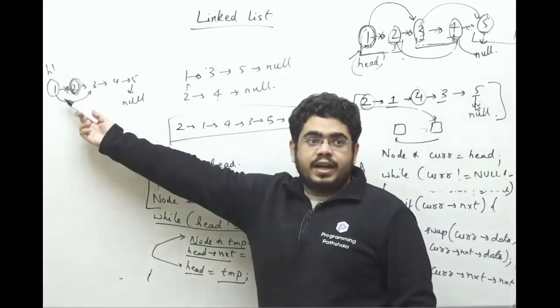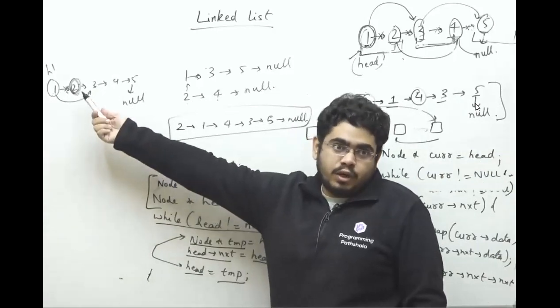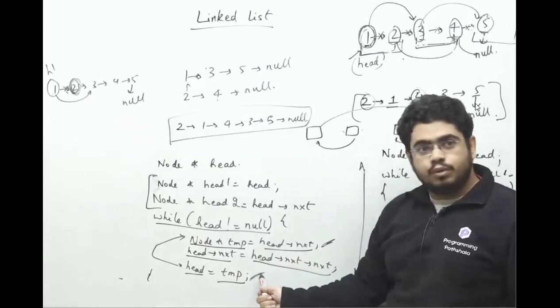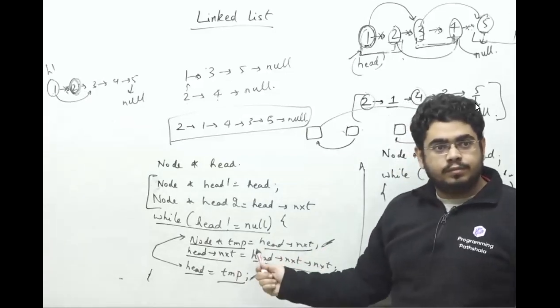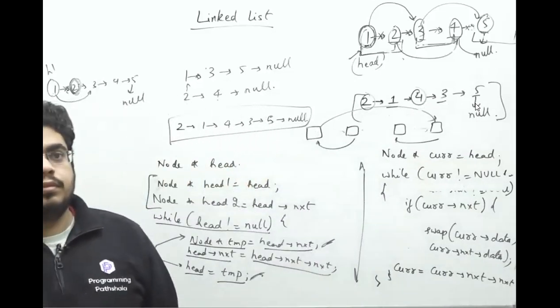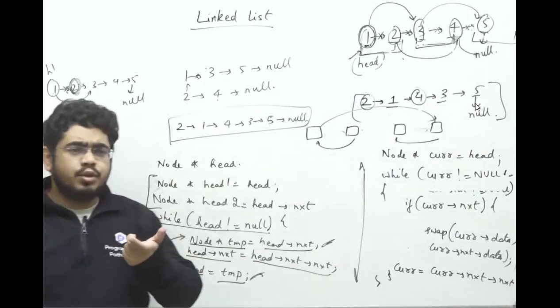Because otherwise, if I write head equal to head's next, it will go to 3 now, but I need to go to 2 and I have no connection to 2. So I need to store it in the temp before and then directly go to 2. That is the only part. Does that make sense? Right. Let's come to when we need to stop.